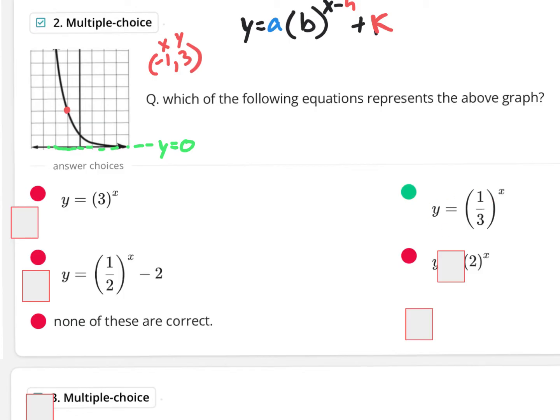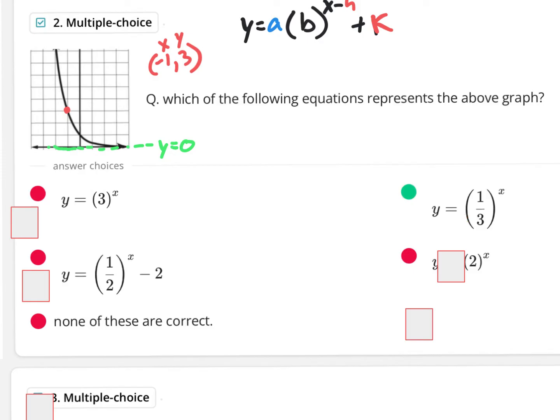So yes, you could look at the b values to determine which one's the growth and which one's a decay. But if you have 2 decays, you actually have to look at the graph itself, pick a nice point, and test that value. Plug in the input, -1, into x, and see if you get that output 3. That will tell you which one it is, which in this case is this one.